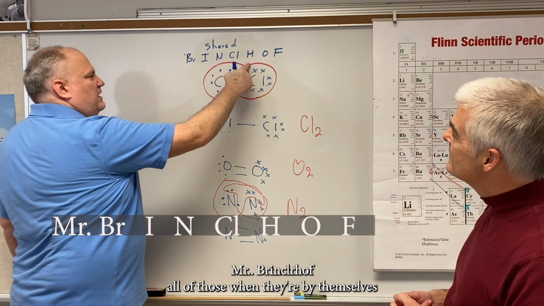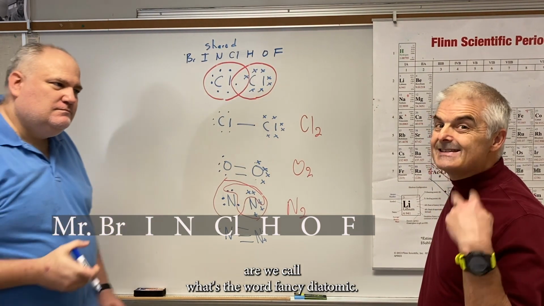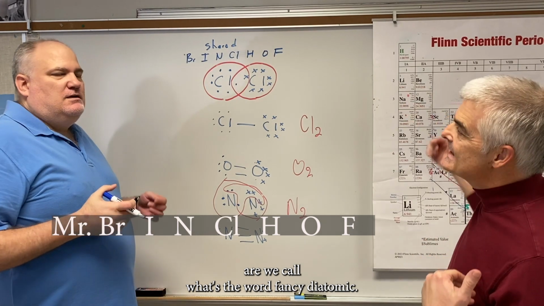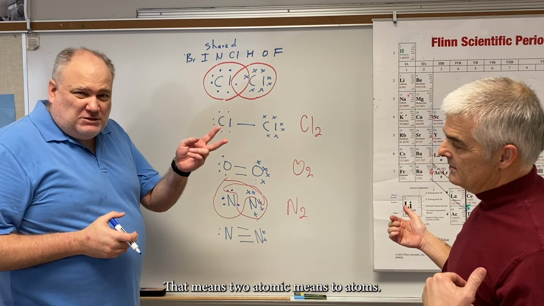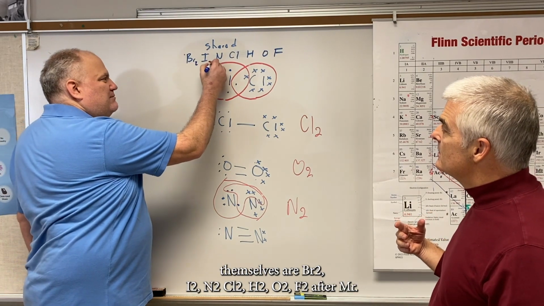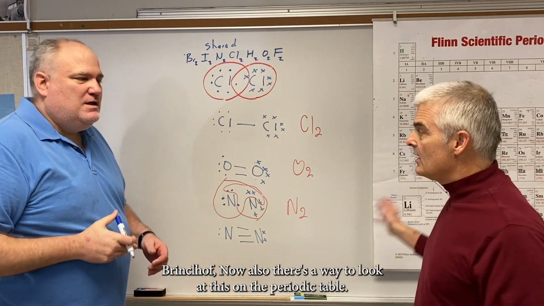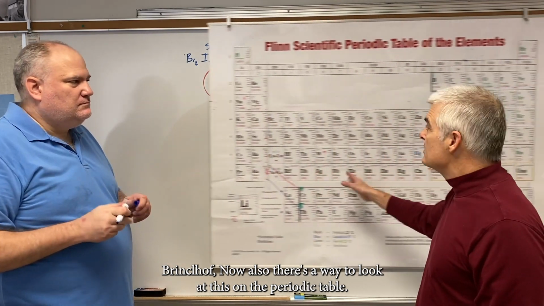All of those, when they're by themselves, we call diatomic. Di means two, atomic means atoms, so two atoms. When you write them by themselves, it's Br2, I2, N2, Cl2, H2, O2. Mr. Brinkelhoff. Now also there's a way to look at this on the periodic table.